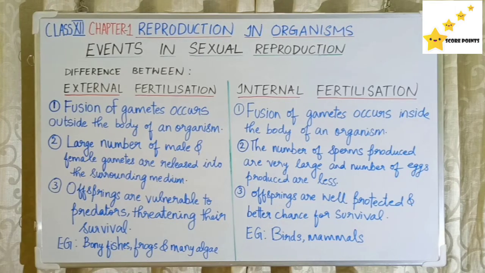There are two types of fertilization, external fertilization and internal fertilization. External means related to outside and internal means inside. So external fertilization means the fusion of gametes occurring outside the body of an organism, and internal fertilization is the fusion of gametes occurring inside the body of an organism. Examples of external fertilization are bony fishes, frogs and the majority of algae. Examples of internal fertilization are birds and mammals.